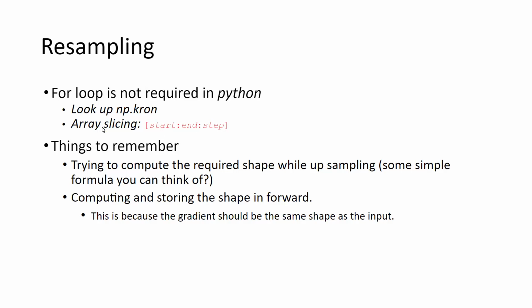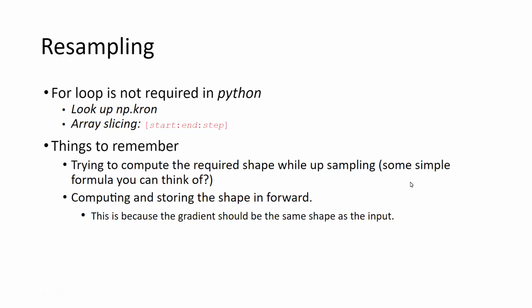Try to think of how you can apply array slicing to do resampling, which is upsampling and downsampling. We will actually try to compute the required shape while upsampling as well as downsampling. So look at the output shape that's needed and try to figure out how you can use array slicing or the Kronecker product to do resampling. Again, you cannot use for loops. These are vectorized operations that you can use. And you should also store the shape in the forward method because that shape would probably be used in the backward method. So that's a thing to remember.